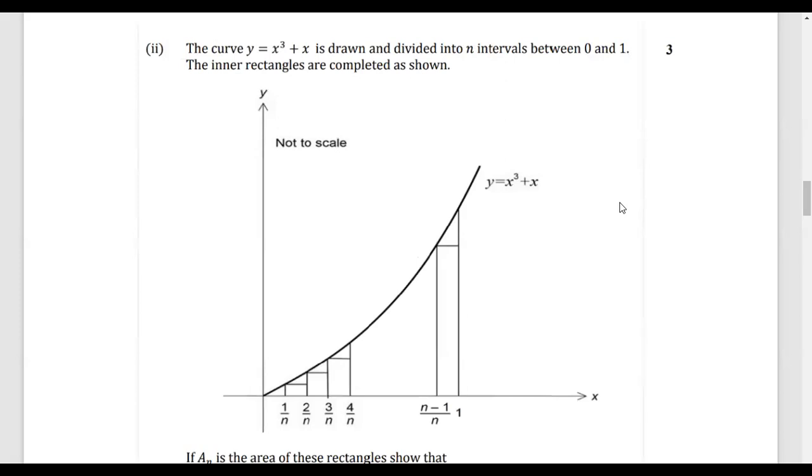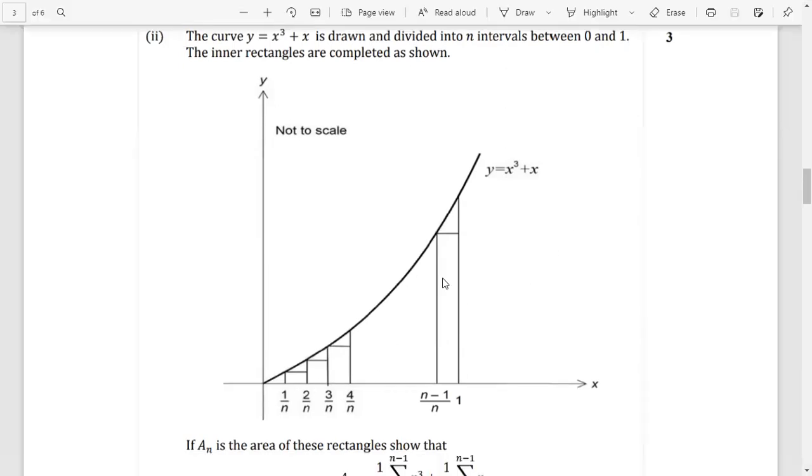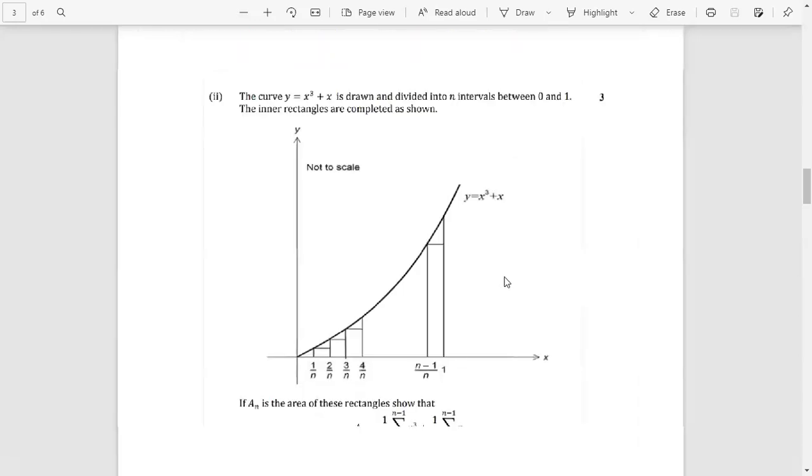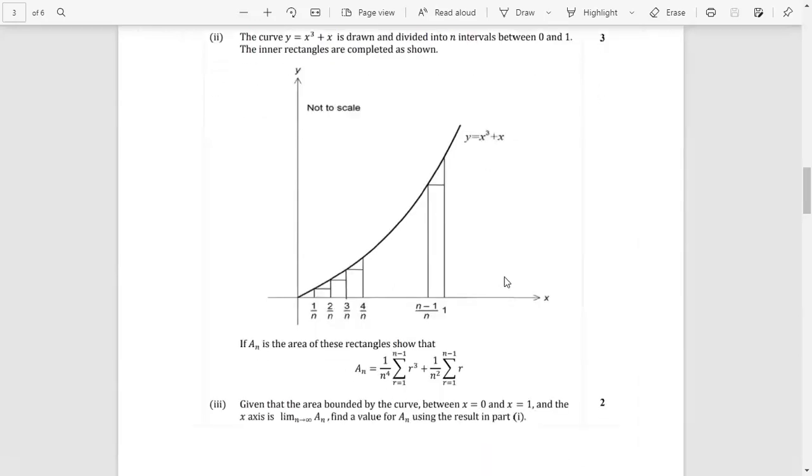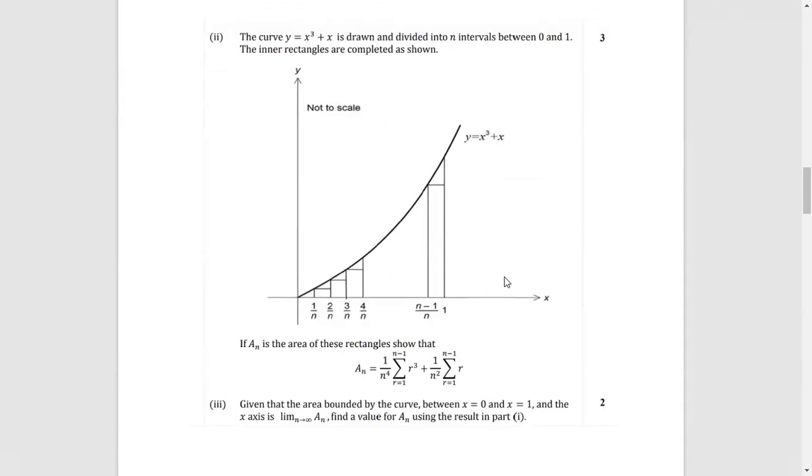It says the curve y equals x cubed plus x is drawn and divided into n intervals between 0 and 1. The inner rectangles are completed as shown. So you can quite clearly see the rectangle areas are below the exact area in this example here. They say if AN is the area of these rectangles, show this. And then, given that the area bounded by the rectangles between the x and 1, and the x-axis limit is AN, find the value of AN using the result in part 1. Okay.